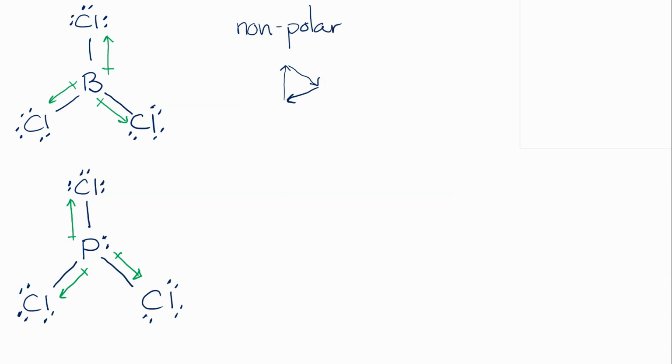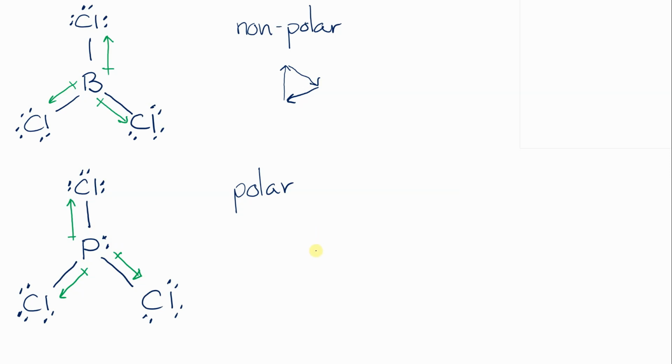In contrast, phosphorus trichloride will be polar. It still has three bonded atoms, but it also has this lone pair of electrons on the phosphorus, and this makes it a tetrahedral electron geometry and a trigonal pyramidal molecular geometry.